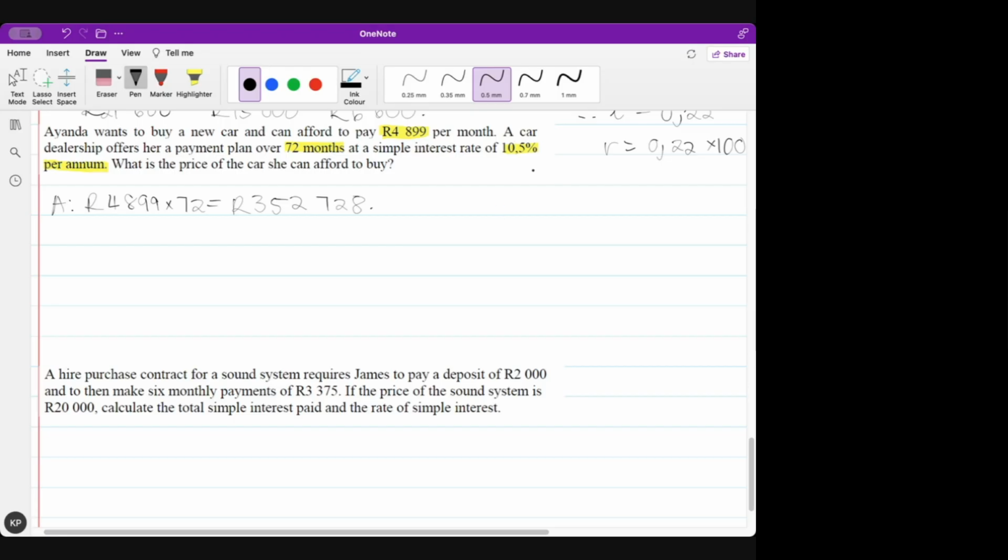Now, the dealership offered 10.5%. I'm going to write my formula here. A equals P(1 + in). At the end, she ends up paying this 352,728. The principal amount is the one they want us to figure out. 1 plus my interest rate is 10.5%, over 72 months, which is how many years? 6 years.